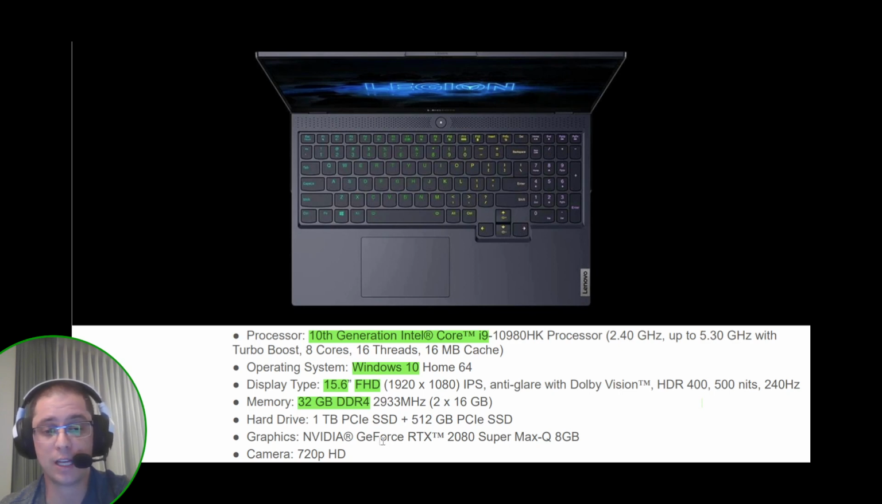For the hard drive, I have two. One is 1 terabyte and the other one is 512 gigabytes. For the graphics, this one I know what it means, I have an NVIDIA GeForce RTX 2080 with 8 gigabytes. It says it's Super Max K, so that's the one. If you want to follow my specifications, you should search for something like this. And the camera that you can see me right now is 720p, which means it's only HD, not full HD. Okay, so this is my computer.